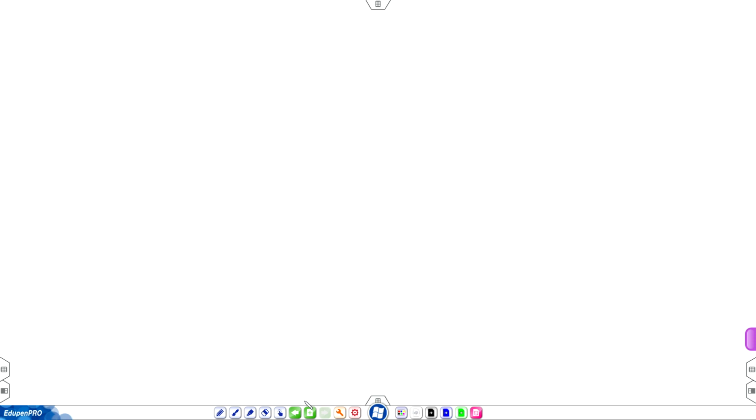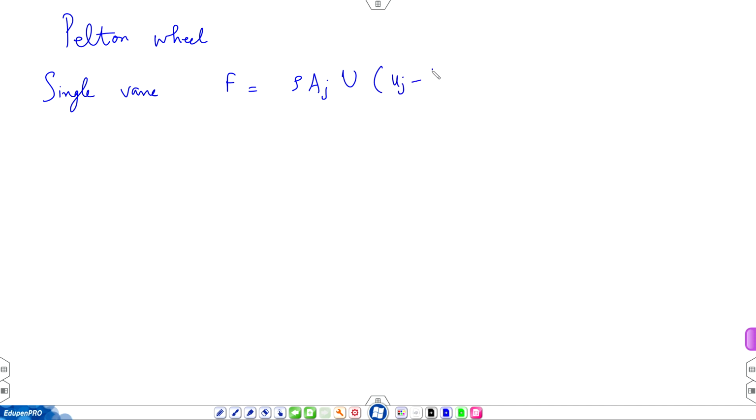But here it is called a Pelton wheel. So, in a Pelton wheel you have a large number of buckets. If you have a single vane, then let us say force is equal to what was the expression? Rho A j, capital U, uj minus capital U square, where this rho A j (uj minus U) is the mass flow rate. So, you may write it as mass flow rate impinging on, this is mass flow rate as seen by the moving vane.